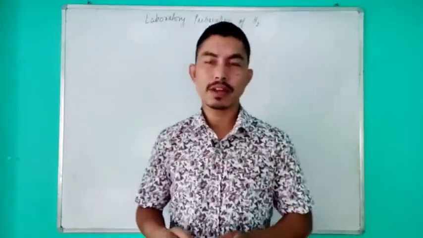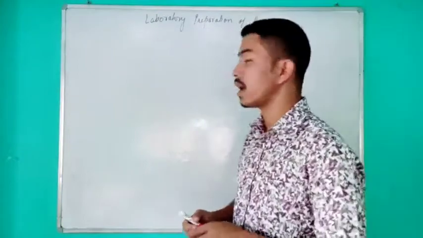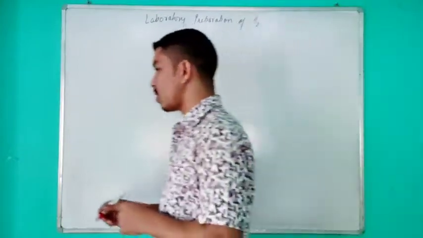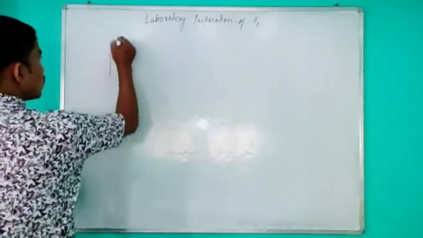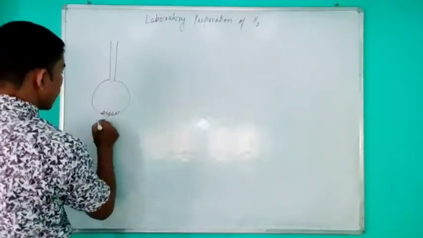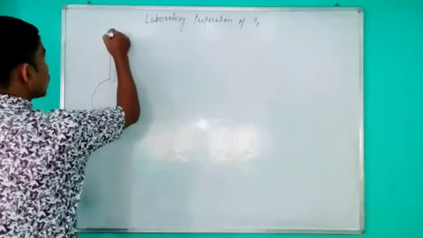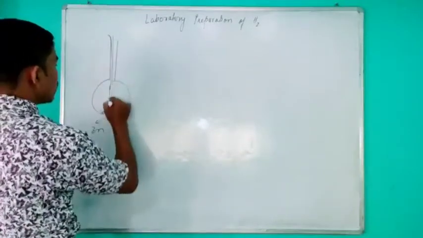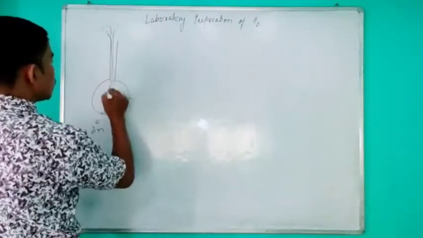It is produced by the action of dilute hydrochloric acid on zinc granules. What is done? In a round bottom flask, a zinc granule is taken. So here I have zinc. And from the thistle funnel, drop by drop, the HCl is poured.